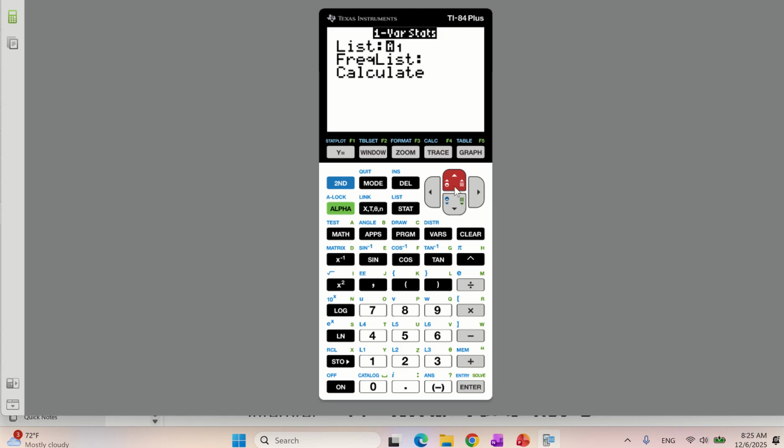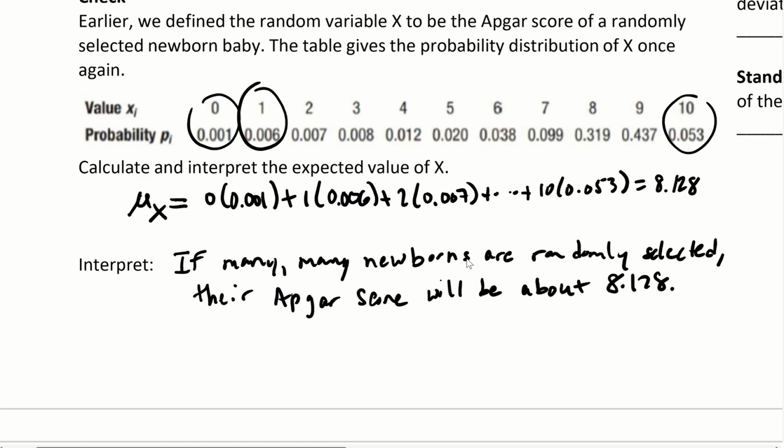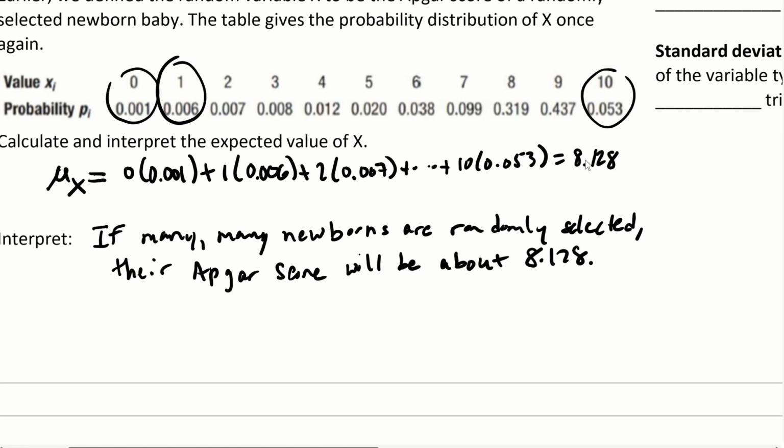That's usually like that. Go down to that, and select list 2. To do that, hit second and then stat to select the list here, then go down to list 2 and enter. That gives you both lists, and then it'll calculate it. Hit calculate, and there's your x bar, which we call mu, 8.128. That's exactly what we got. So that's what we got, 8.128.